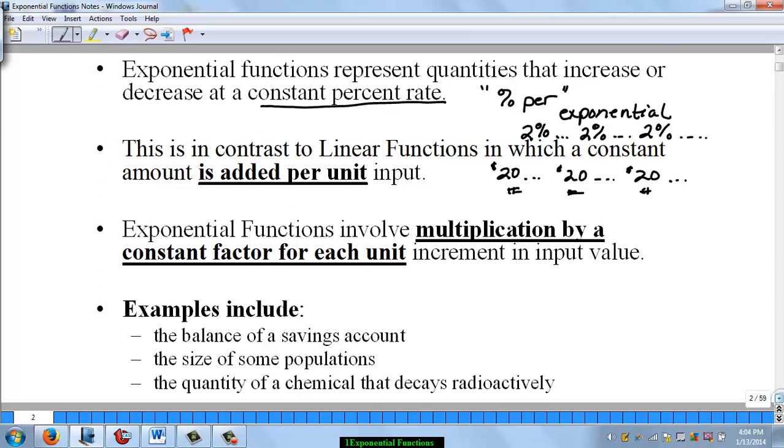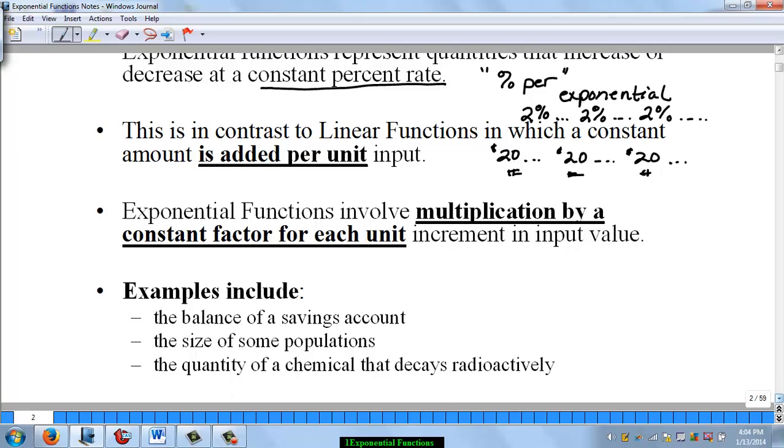Exponential functions involve multiplication by a constant factor for each unit. Examples in real life are savings accounts. They increase by percentages. The size of some populations. Populations are usually exponential growth because they grow quickly. And maybe a quantity of a chemical that decays radioactively.